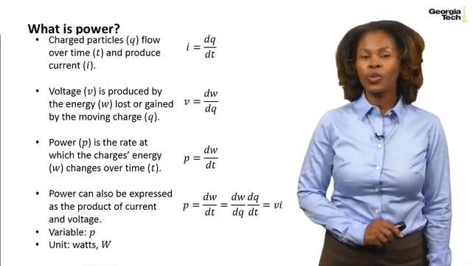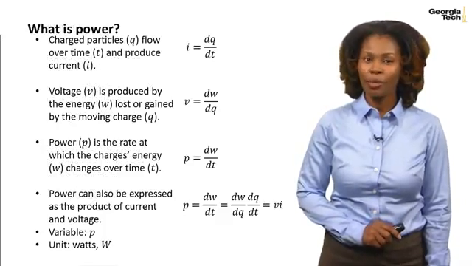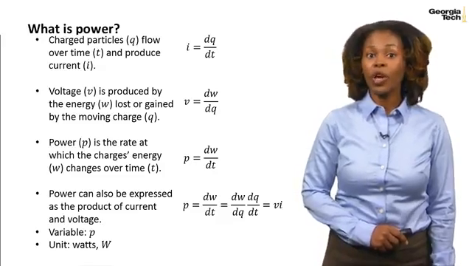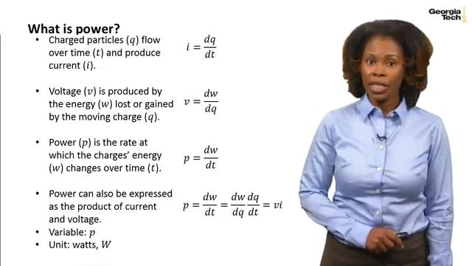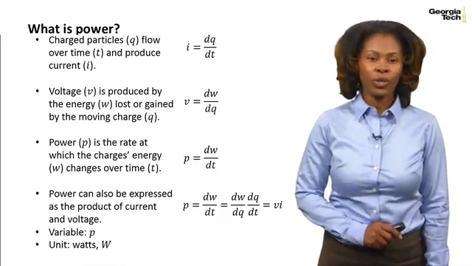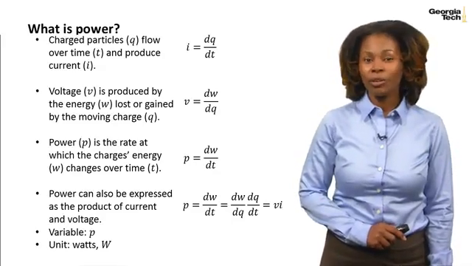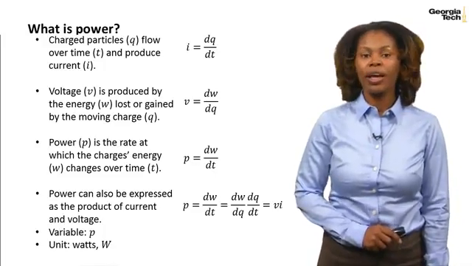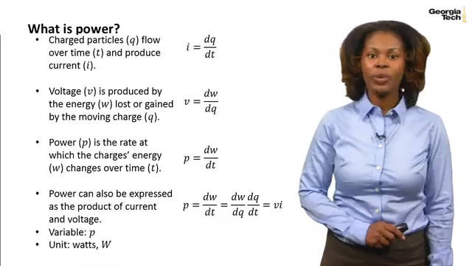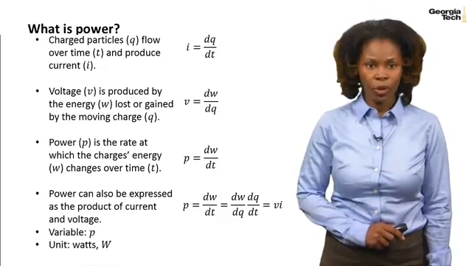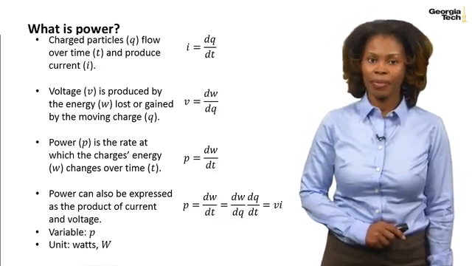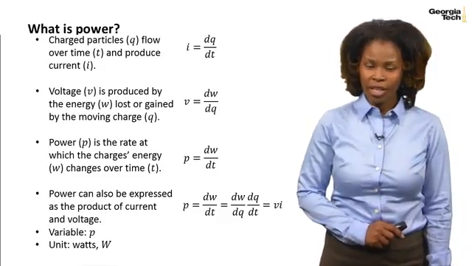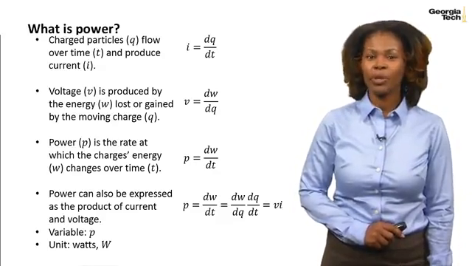So building upon those two concepts, what exactly is power? Well, remember that a charged particle Q flows over time to produce a current I, dq/dt. And a voltage is produced by the energy that's either lost or gained by that moving charge, or dw/dq. The power is the rate at which that charge's energy, W, changes over time. So power is the rate of a charge's energy changing over time, or dw/dt.